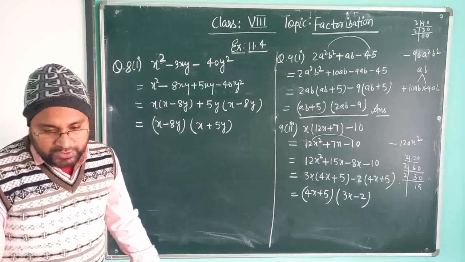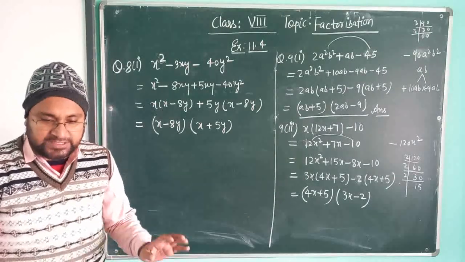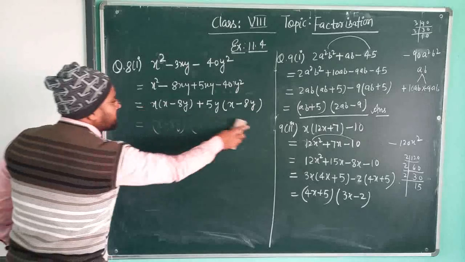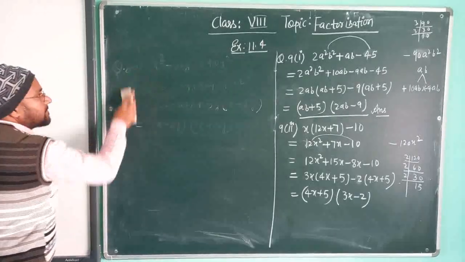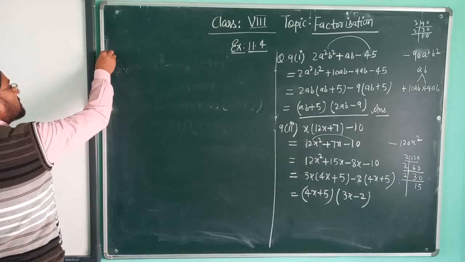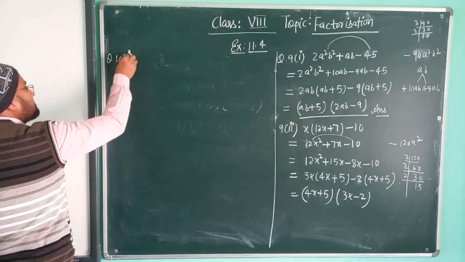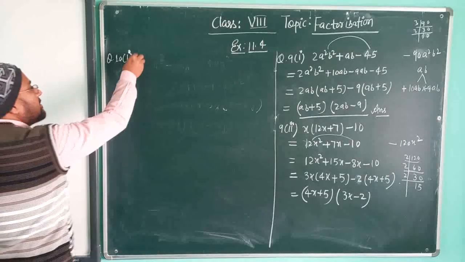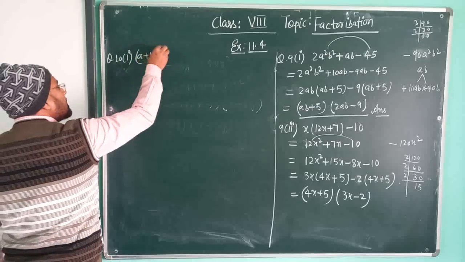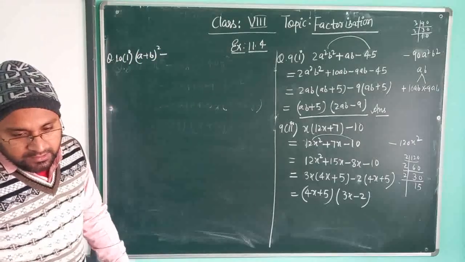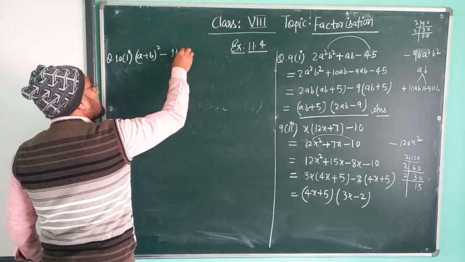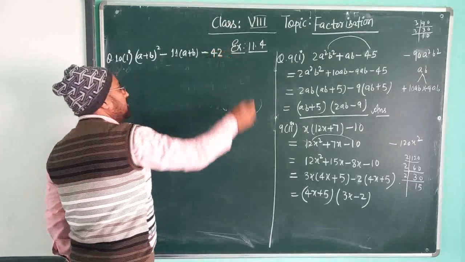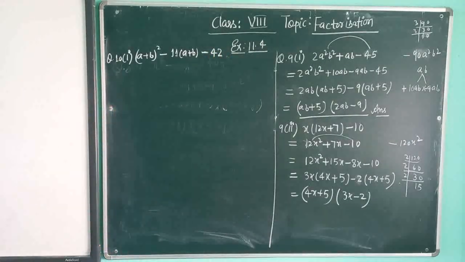I want to do one more question of this exercise. Question number 10, first part. Others are just similar, so complete that side. Question number 10, its first part. Please complete that question. I am going to write it only: a plus b whole square minus 11 a plus b and minus 42. That is our question. So please complete this one.